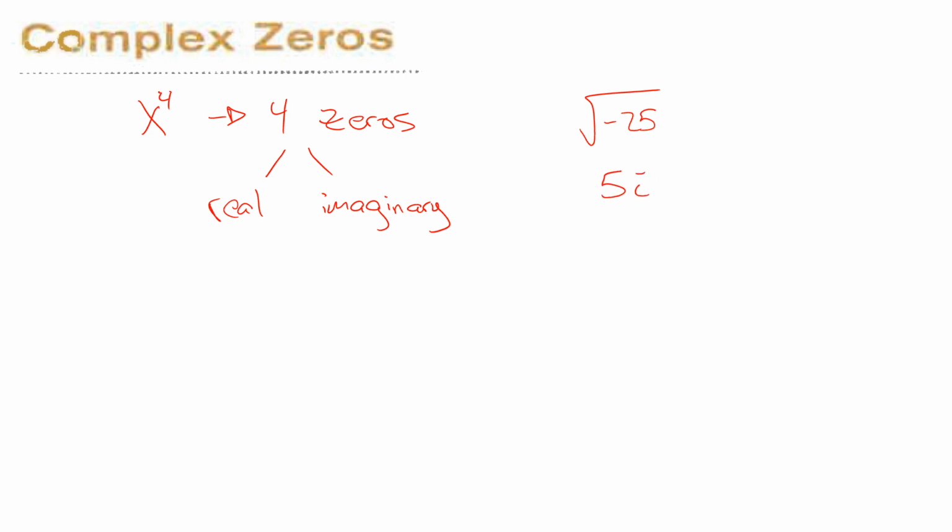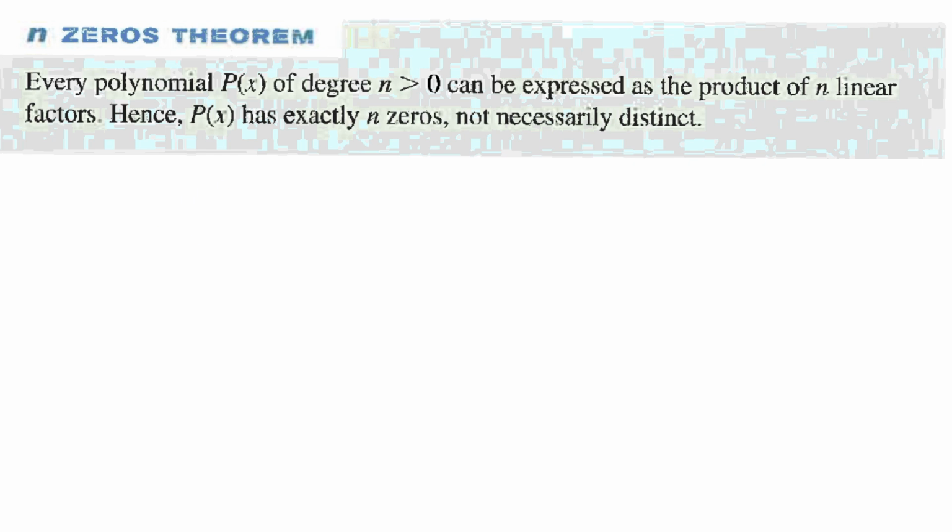So we can have real numbers and imaginary numbers, and if you put those together, we get complex numbers. The complex numbers are real plus the imaginary. So all imaginary plus all the real, you get the complex set. All right, so we have the n zeros theorem, and all this says is that if you have an x to the fourth, you have exactly 4 zeros, some imaginary, and some of them real.